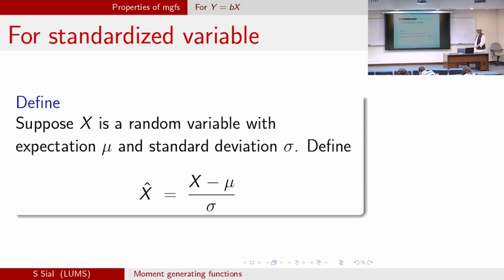Sometimes we're going to need to standardize our random variables. So what we do is, if we have our random variable x, if we subtract off its expectation and we divide by its standard deviation, then we get a new standard random variable, let's say x hat. And this has the property that its expectation is 0 and its standard deviation is 1. So this is called normalizing or standardizing the variable.